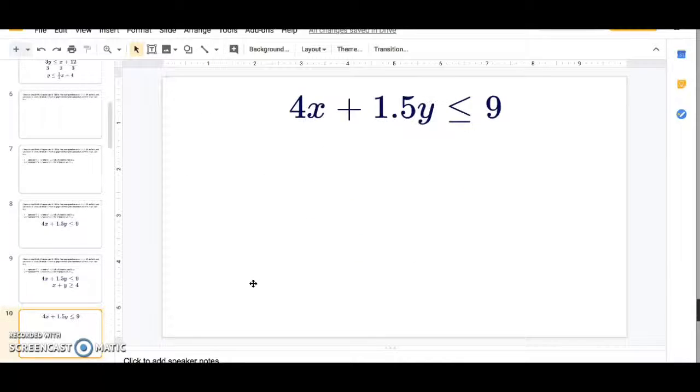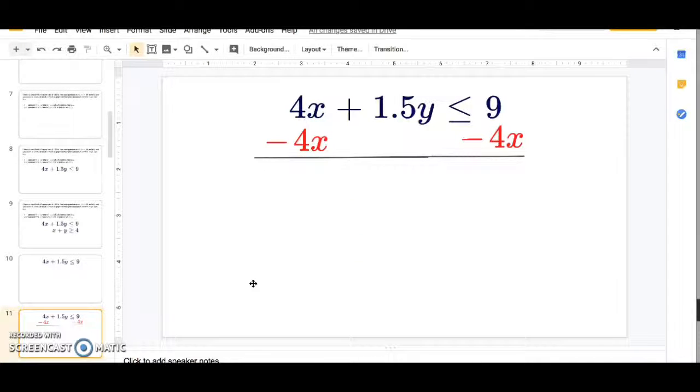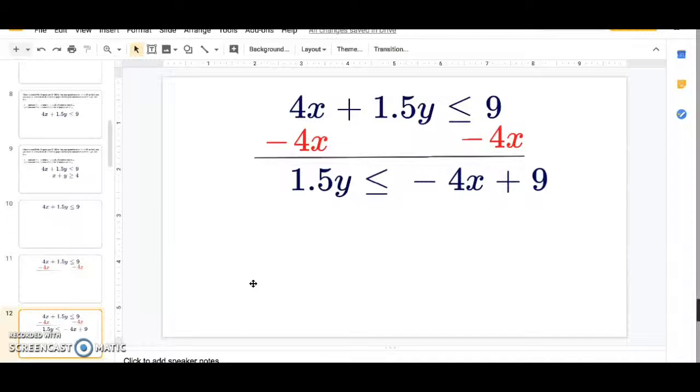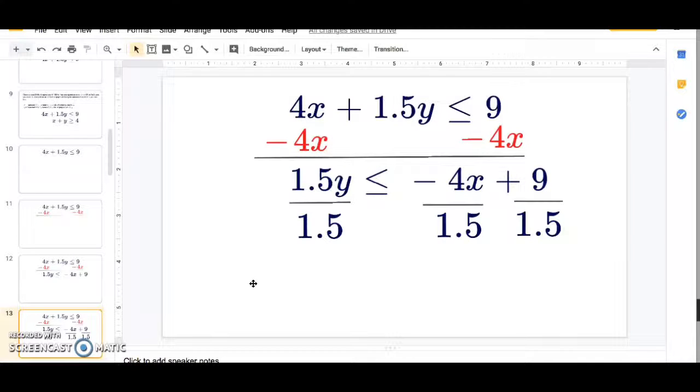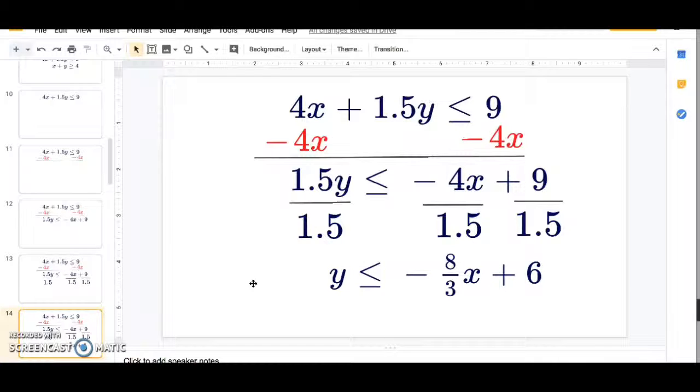Well, let's solve for the first one first. So to solve for y, I need to subtract 4x on both sides. That will give me 1.5y is less than or equal to negative 4x plus 9. I will then divide everything by 1.5, which gives me y is less than or equal to negative 8 over 3x plus 6. And that will be the first one I can graph.